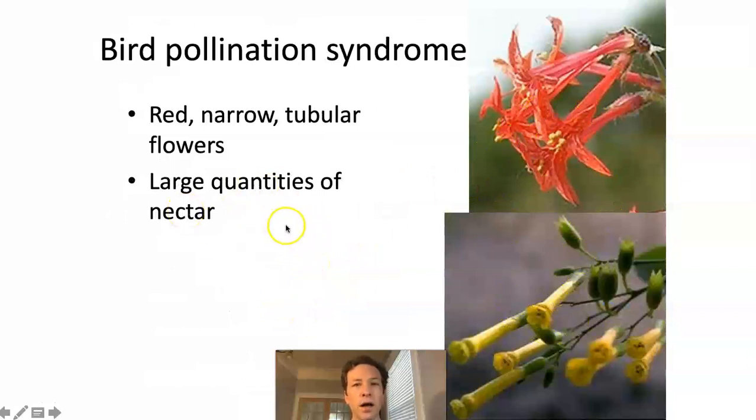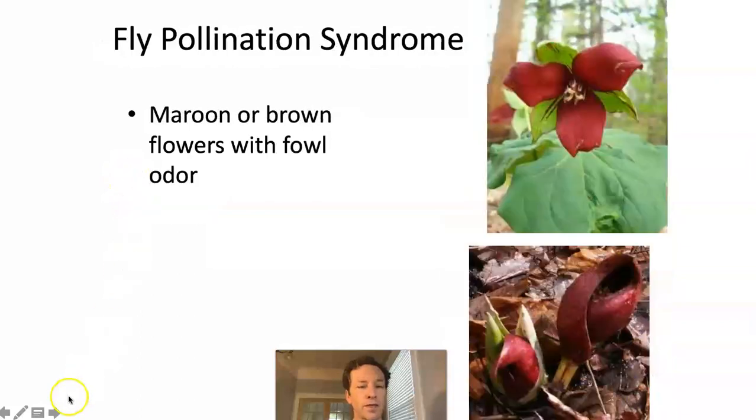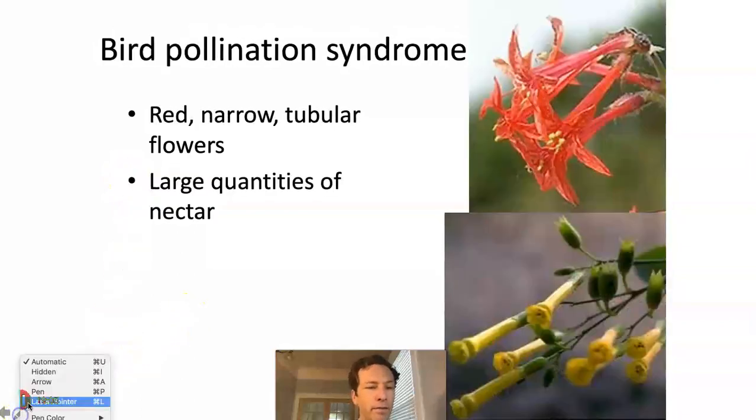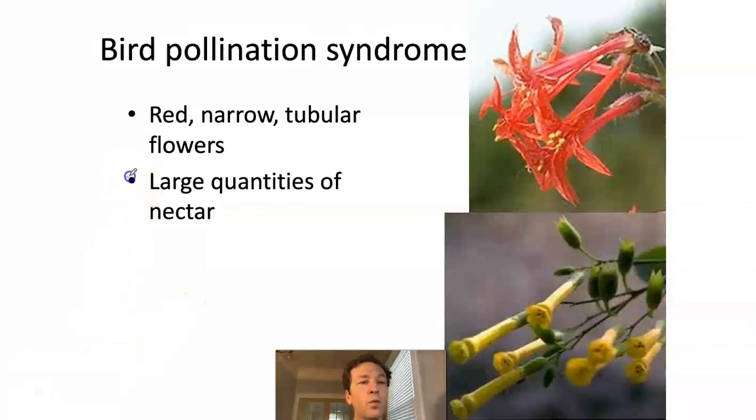Like moths, hummingbirds are not going to land when they feed, so they are fluttering. And also because hummingbirds are, what's the right term? Endotherms, I guess. They are consuming a lot of energy. So they need to have a lot of nectar in order for visiting flowers to be worthwhile. So hummingbird flowers have large quantities of nectar. They have red or secondarily yellow flowers.